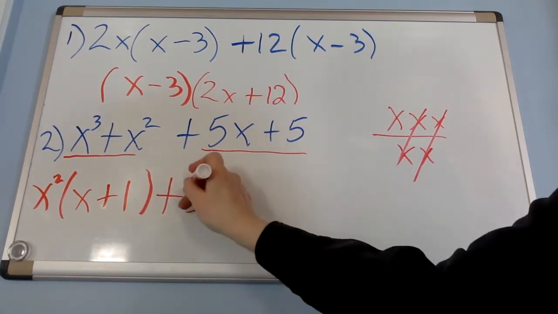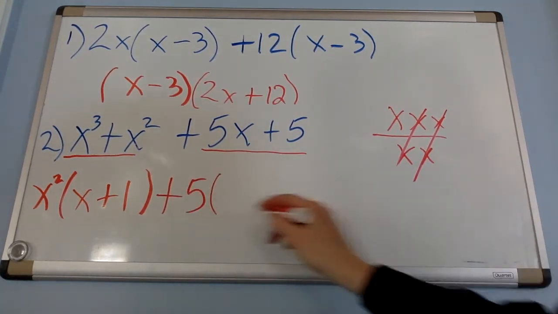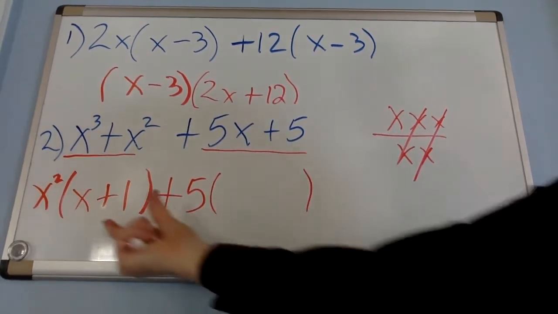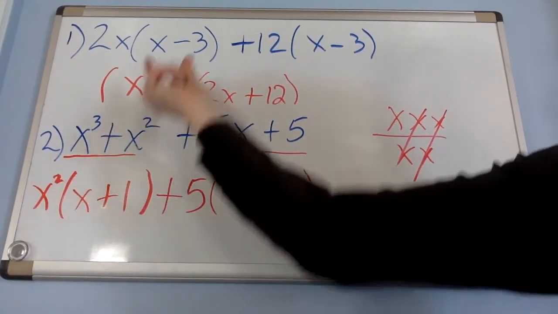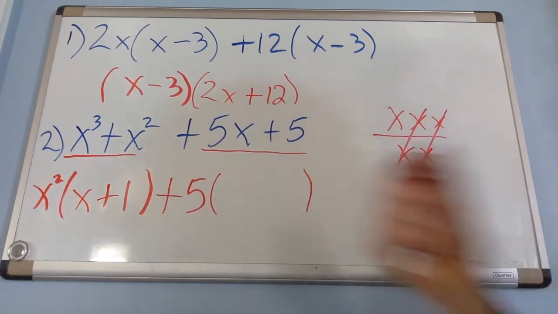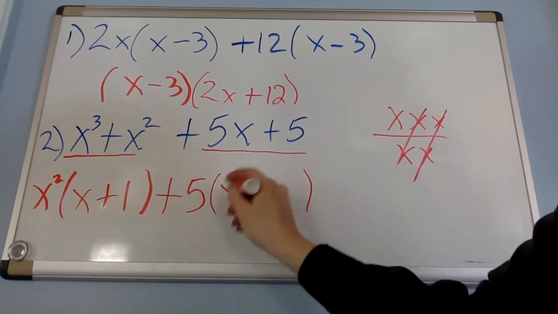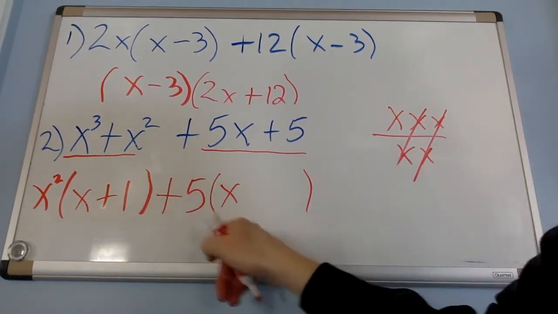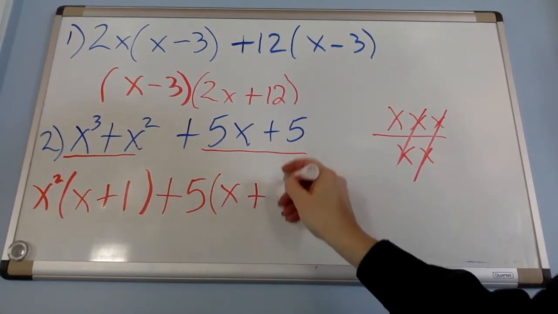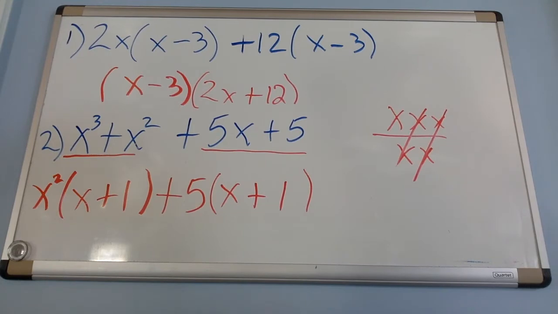So I'm going to put positive 5 outside the parentheses, and inside the parentheses it should be the same thing that's here, and if it isn't, I don't have a common factor. But in this case it is. 5 times x would give us 5x, and 5 times 1 would give us the positive 5. So it is x plus 1 that's our common factor.